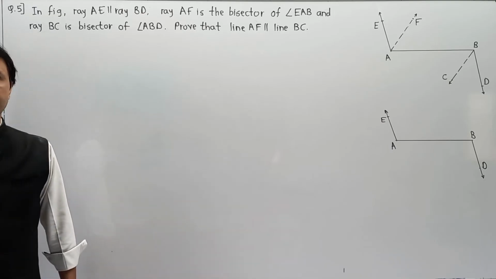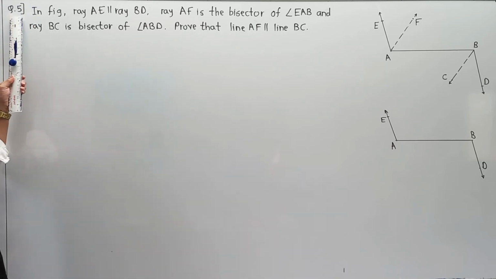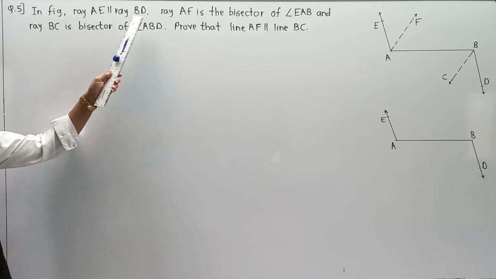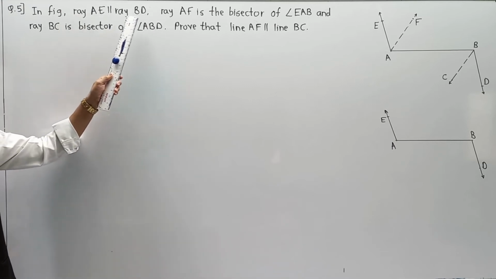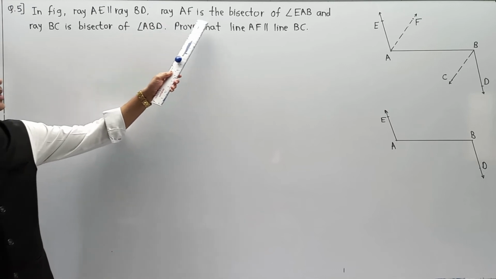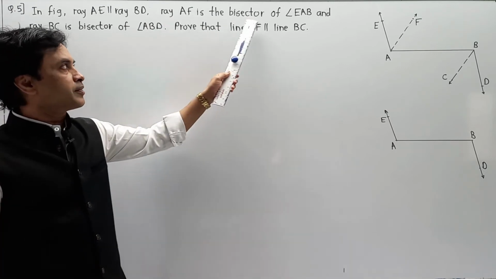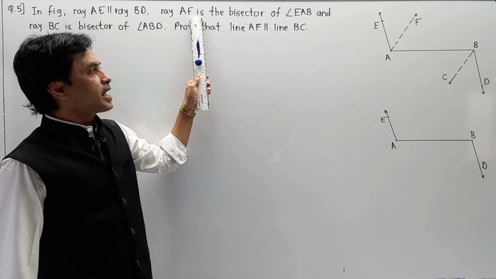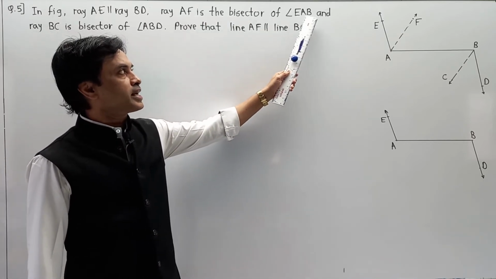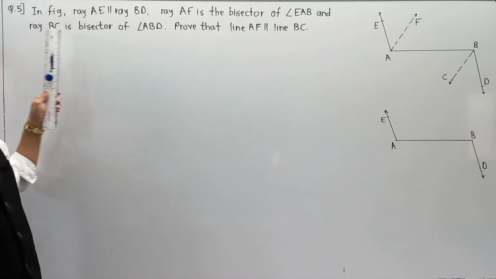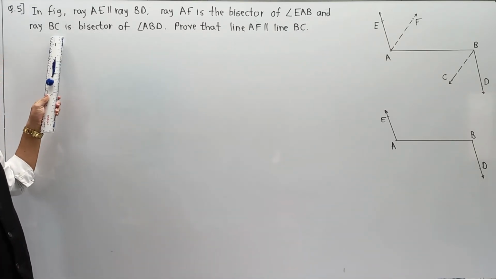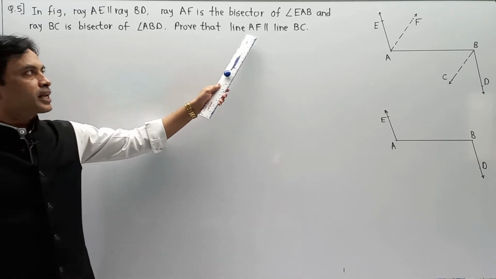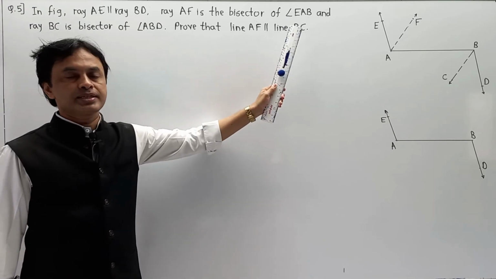Continuing with the last numerical, here is the next part. Question number 5, and the part is: in the figure, ray AE is parallel to ray BD. Ray AF is a bisector of angle EAB, and ray BC is a bisector of angle ABD. Prove that line AF is parallel to line BC.